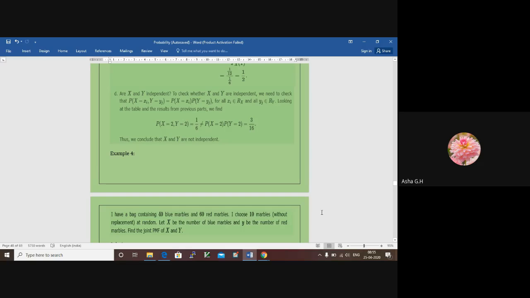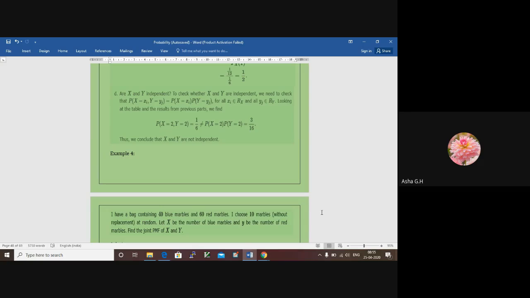So we have a bag containing 40 blue marbles and 60 red marbles, and we choose 10 marbles without replacement. When we take these 10 marbles, we don't replace them back into the set of marbles. Let x be the number of blue marbles and y be the number of red marbles. Find the joint PMF of x and y.